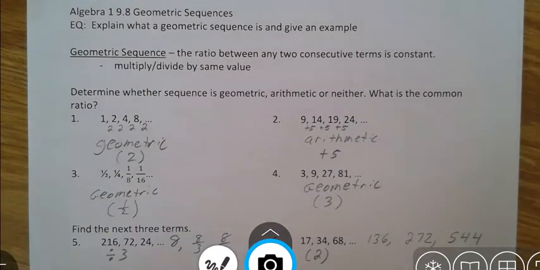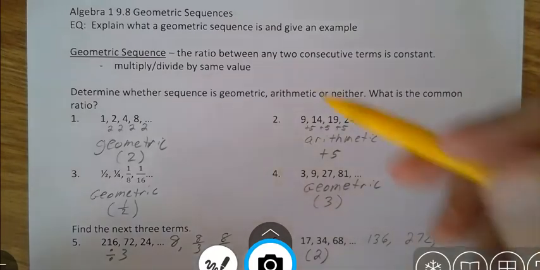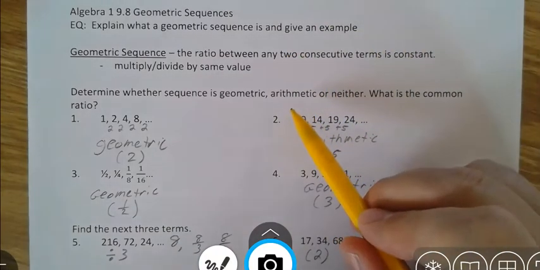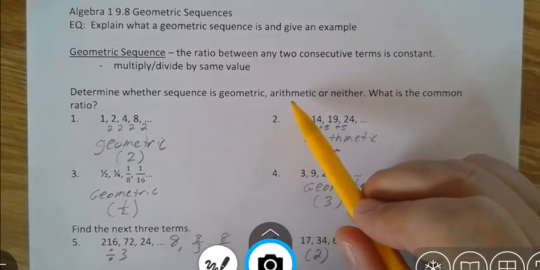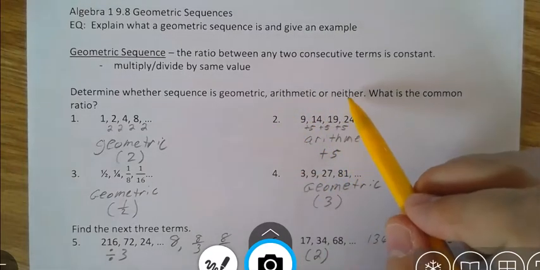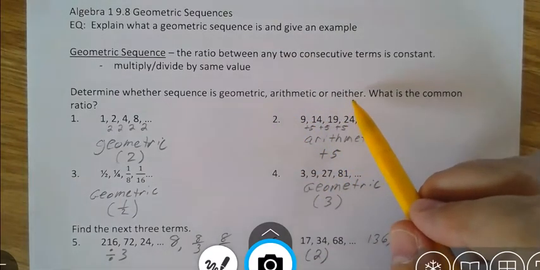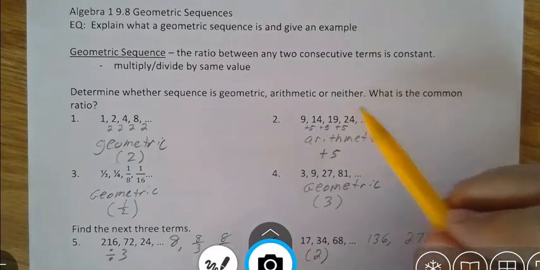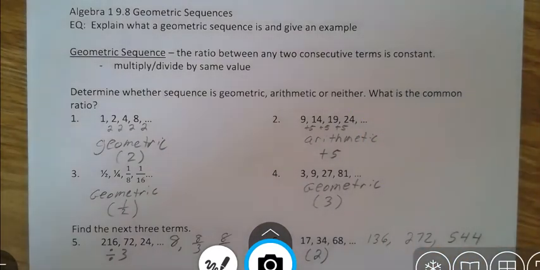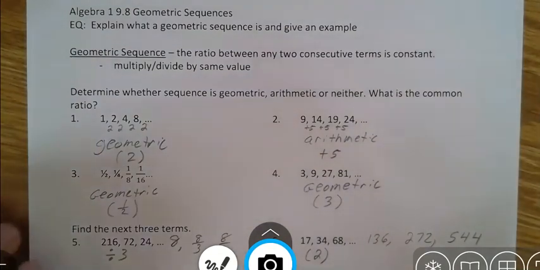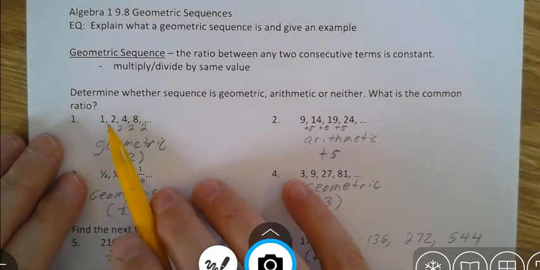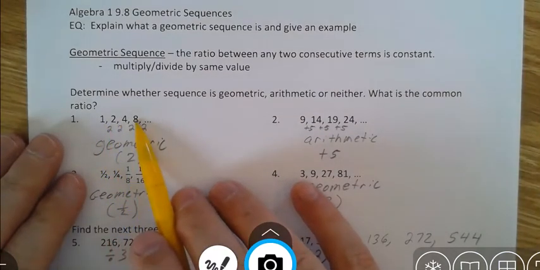Determine whether the sequence is geometric, that's what we just talked about, arithmetic, which is where we're adding or subtracting the same number, or neither. And in neither, there might be a pattern, it's just not a pattern that is geometric or arithmetic. So number one, first thing you want to do is figure out how do you go from the first number to the second, second to the third, third to the fourth.